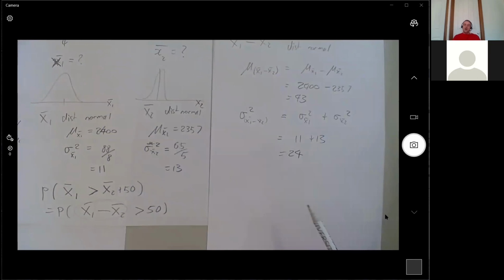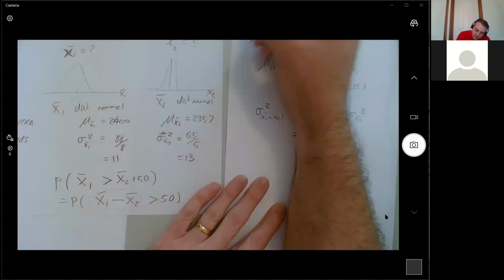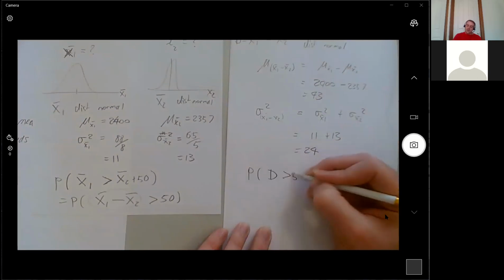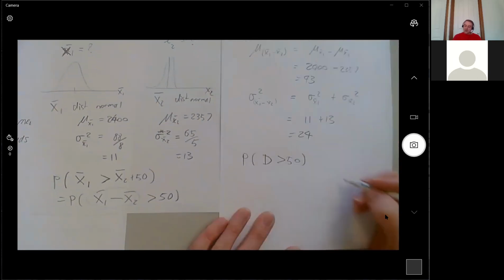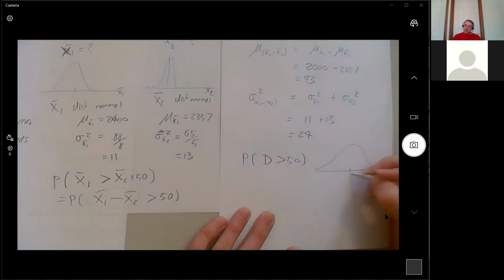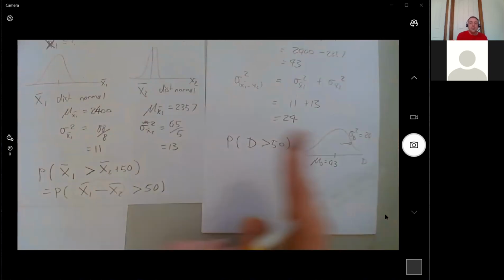And so when we're asking ourselves, what's the probability that this new, can I just give this a name? Can I call it D? Because then we want the probability that the difference is greater than 50. So now we have a new normal distribution. These are all the things that D could be. And it's got 43 in the middle, and its variance is 24. Okay, so this is now a question about this normal distribution.